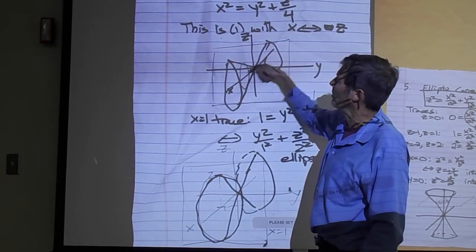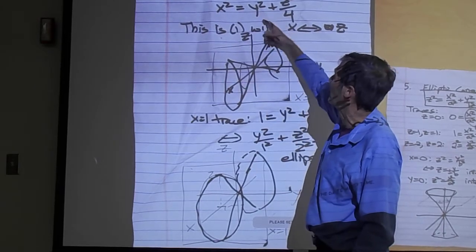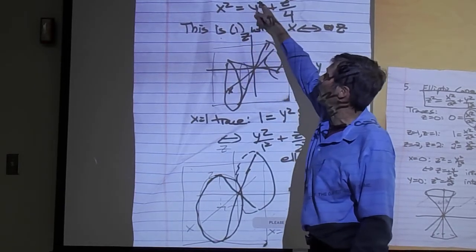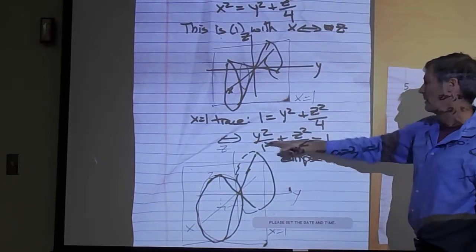So the cone now opens about the x-axis. You recognize this is a standard equation for a cone. Think of it as x squared equals y squared over 1 squared plus z squared over 4 squared. Here, let's put it here.